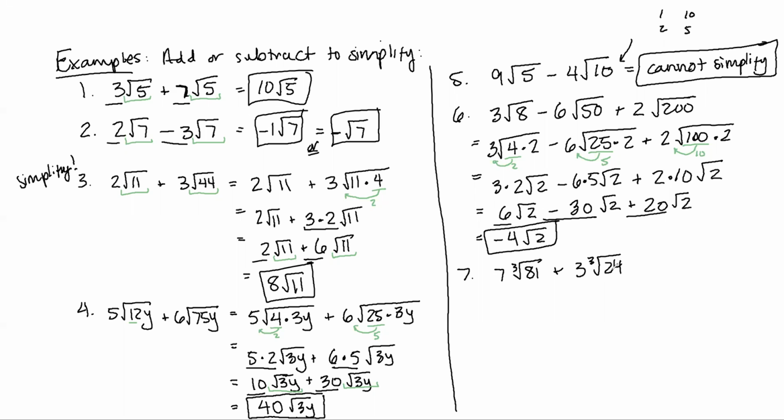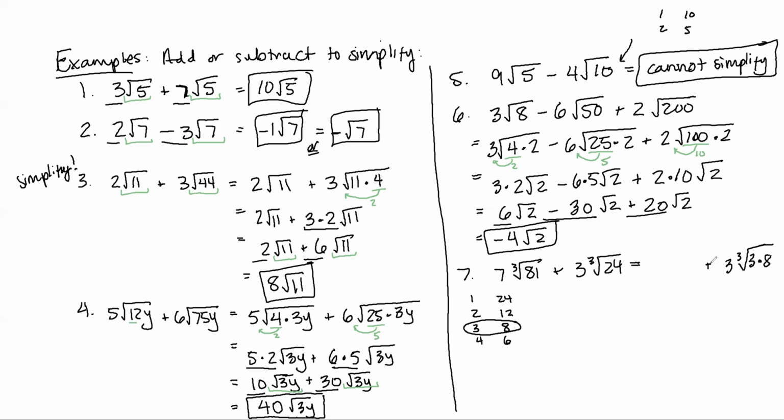So I'm actually going to focus on this smaller number first to use that as a hint for the other one. If I look at the factors of 24, we have 1 and 24, 2 and 12, 3 and 8, 4 and 6. And we're looking for a perfect cube that goes into this. That's going to be 3 and 8. So I can rewrite this one as 3 cube root of 3 times 8.